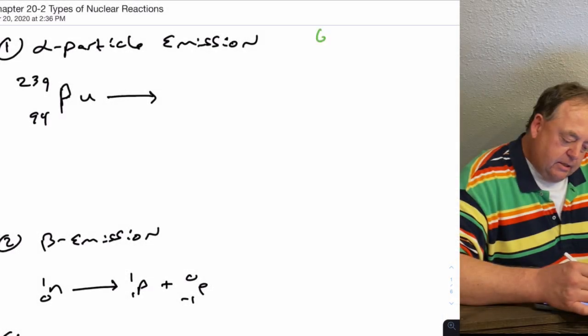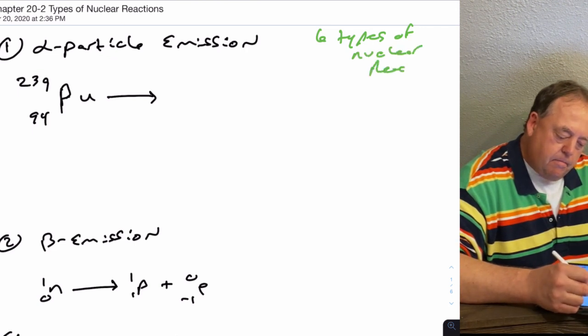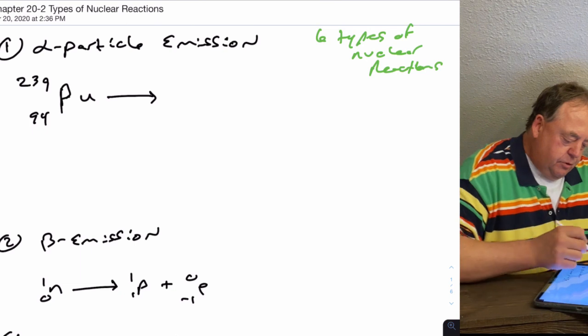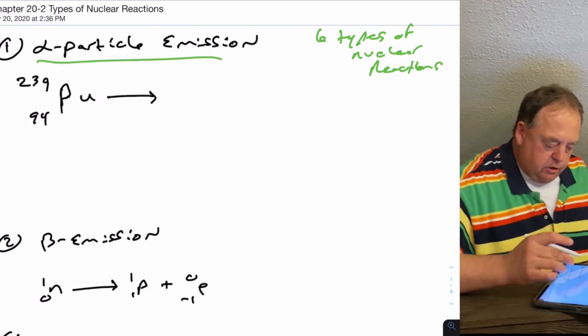In this lecture, we'll look at 6 types of nuclear reaction. So in the last lecture, we looked at an example of alpha emission. So this time we'll just look at another example.